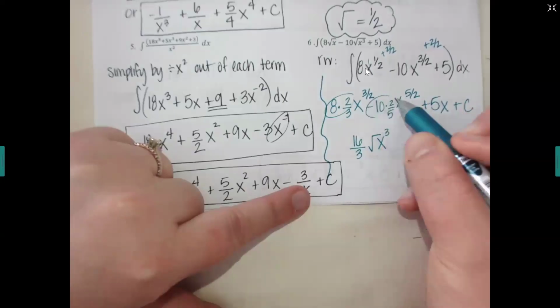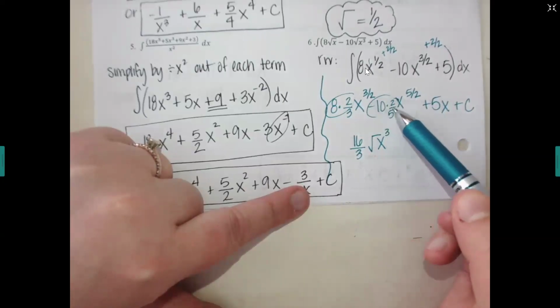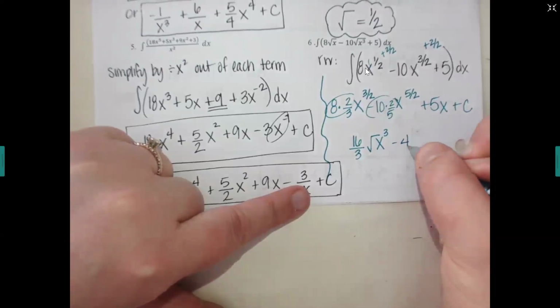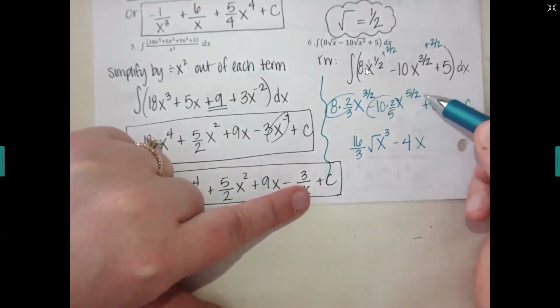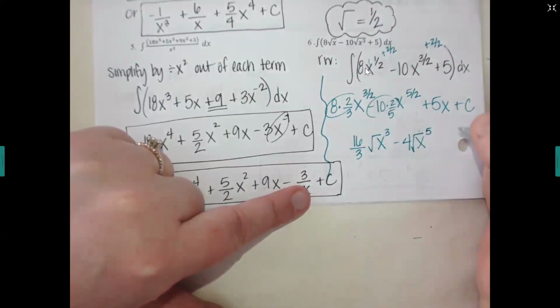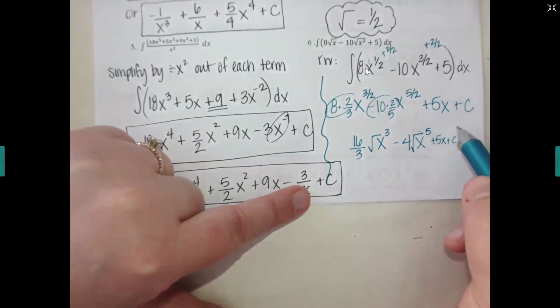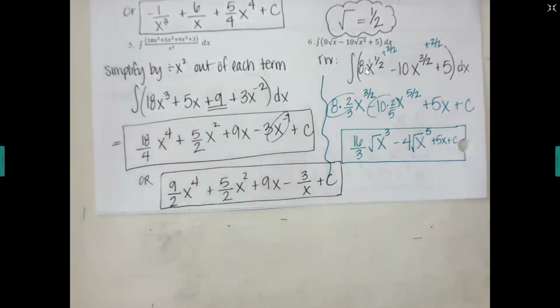Okay, then next one. I have 10 times 2. What's that? And will that divide by 5? 20 divided by 5 would give me a 4. And then my x is going to be, the top number's the power, the bottom number's the root. So this is x to the power of 5 and under a square root. And then my 5x plus c is the same. Questions on that?